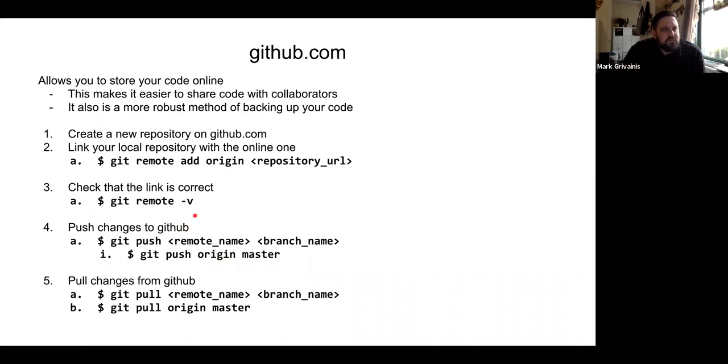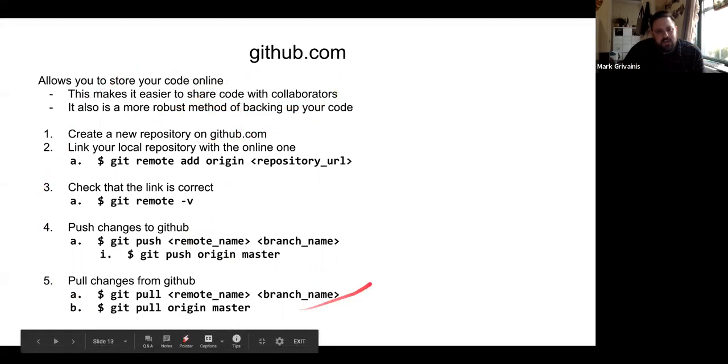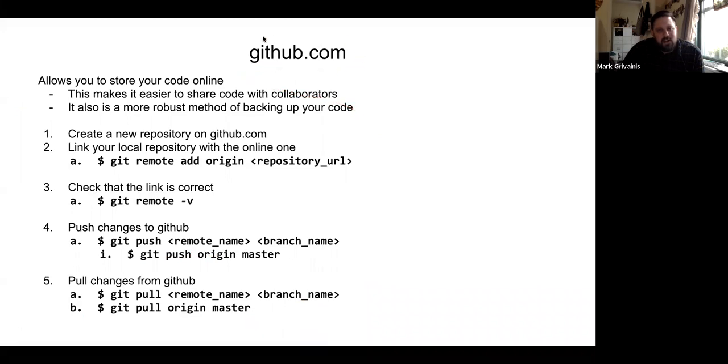Okay, so Git and GitHub are different things. Git is the software that keeps track of changes, while GitHub is an online place where you can store your files. So they work together, but they are different. Git is the actual version control tracking program, and GitHub is just an online repository where you can save your files, and it works with Git to keep track of all your versions.